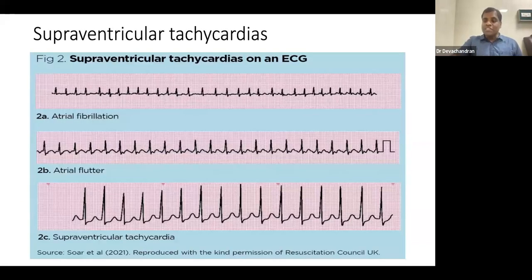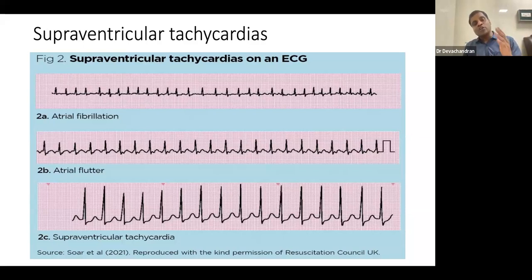So I mentioned earlier that a rate above 100 is tachycardia, rate below 60 is bradycardia. So let's look at the tachycardia part. If the rate is above 100, there are only two possibilities. It can be from the atrium or it can be from the ventricle.